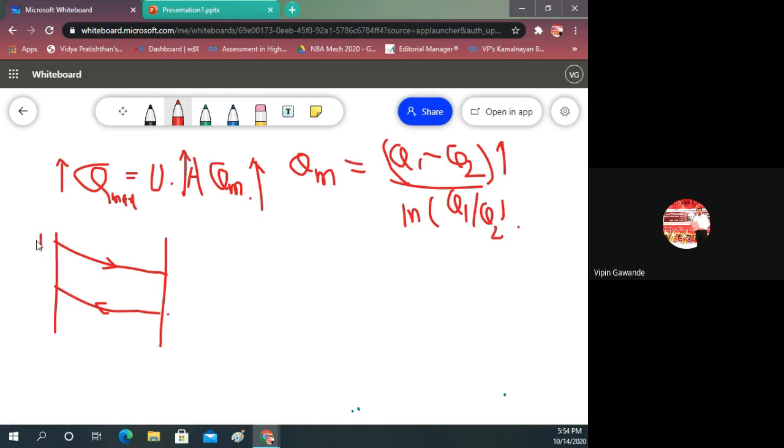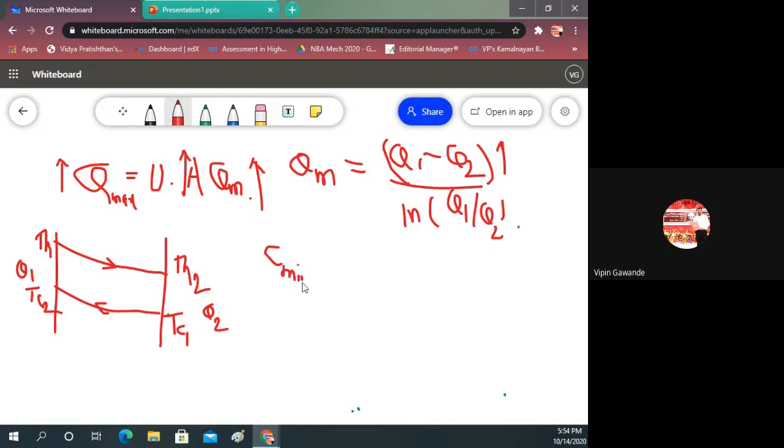So this is TH1 and this is TH2. Okay, this is TC1 and this is TC2. Now we want this theta 1 minus theta 2 difference higher. So this is theta 1 and this is theta 2. Now the maximum temperature difference is obtained when we have C minimum.